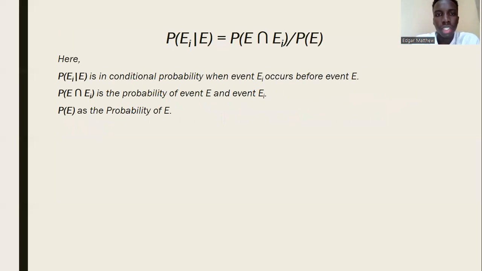This is the formula for Bayesian theorem. Here, P(E given F) is the conditional probability we are looking for. It's given by the intersection of the two events over the probability of F.